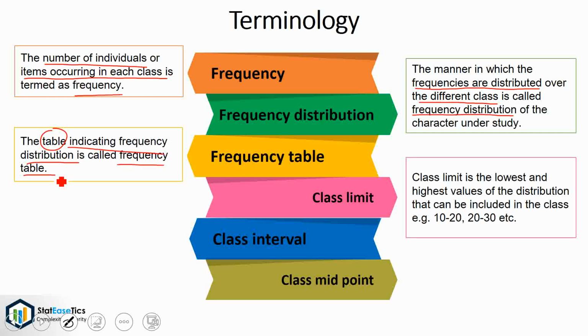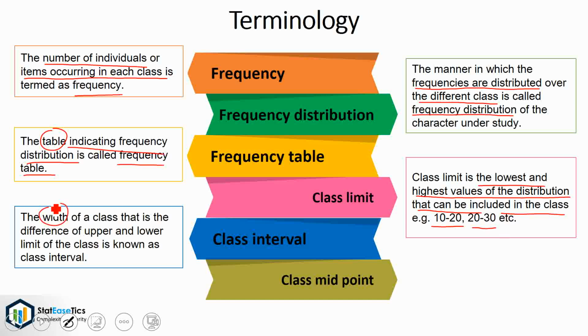Class limit: it is the lowest and the highest values of the distribution that can be included in the class. Example, 10 to 20, 20 to 30, etc. Class interval: the width of the class, that is the difference of the upper and lower limit of the class, is known as class interval. For example, 20 minus 10 is equal to 10. Here, 10 is the class interval of the class 10 to 20.